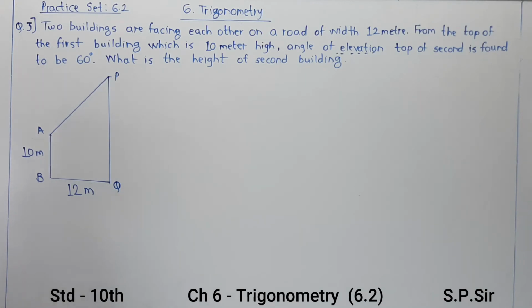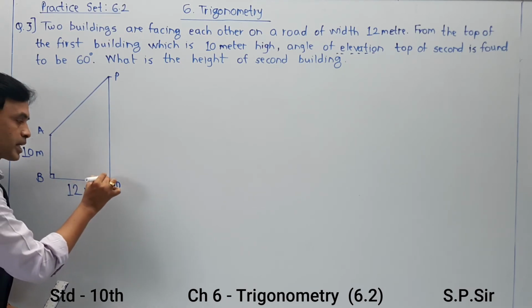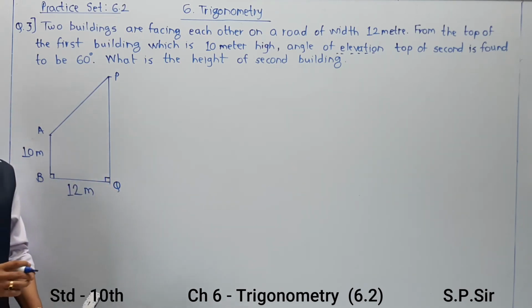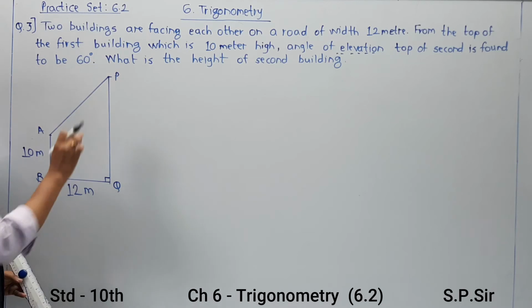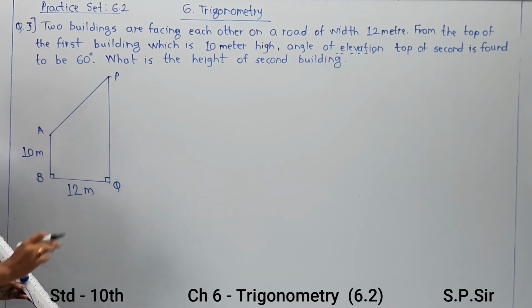But before that, you should know some logic. What is that logic? AB is the height of the first building and BQ is a road. Naturally the angle between the building and the road is 90 degrees. Here PQ is your second building and again BQ is a road. Naturally this angle is also 90 degrees. Why? Because we have to use that concept in the next part. Here, as per the condition, they have given the angle of elevation to be 60 degrees. It means from point A, this angle is 60 degrees. But we can't observe the horizontal base.